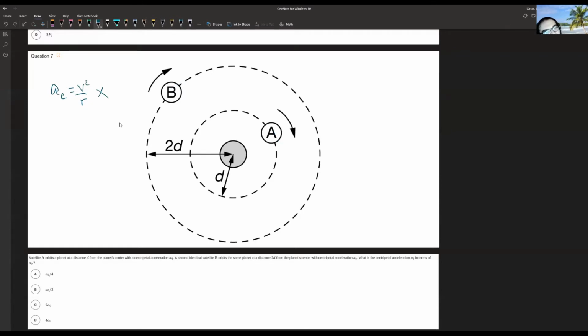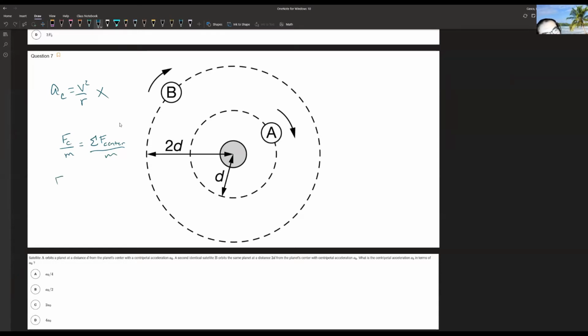So here we need to think, well, what else is going to give us this centripetal acceleration? Well, the centripetal acceleration is also the centripetal force divided by the mass, or the net force pointing towards the center divided by the mass that is accelerating.